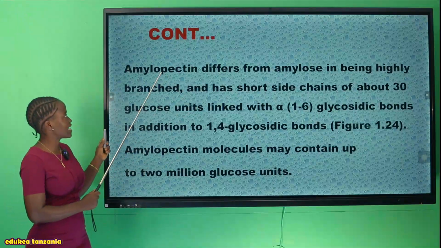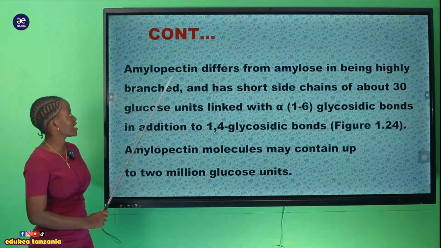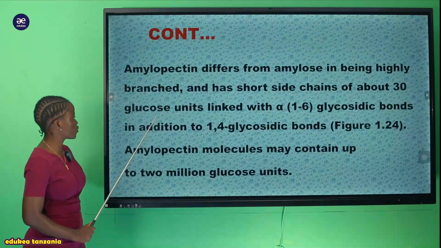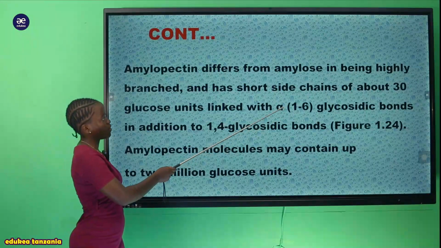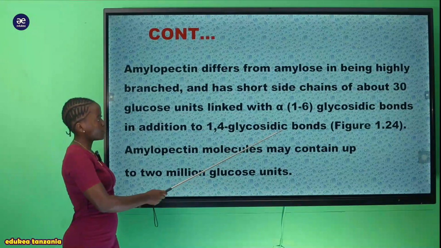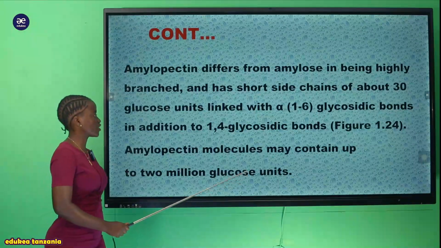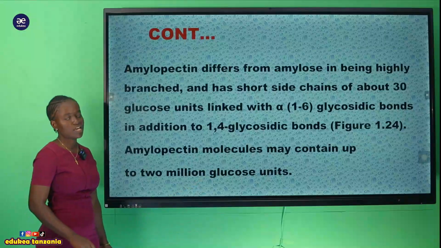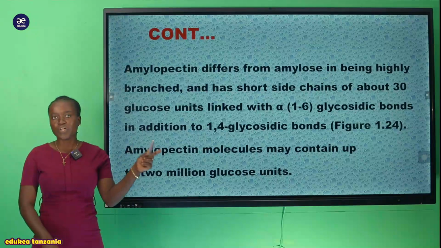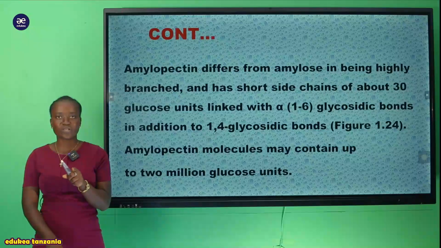So tukija pia na hii amylopectin, amylopectin differs from amylose, being highly branched and has short side chains of about 30 glucose units linked by alpha 1,6 glycosidic bonds in addition to 1,4 glycosidic bonds. We're going to see that in figure 1.24. So amylopectin molecule may contain up to 2 million glucose units. So amylopectin unit may contain several units of glucose. Ndipo ambapo sasa imekuja kutengeneza hii ambayo inaitwa starch.